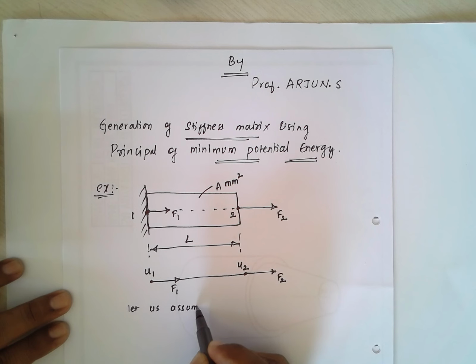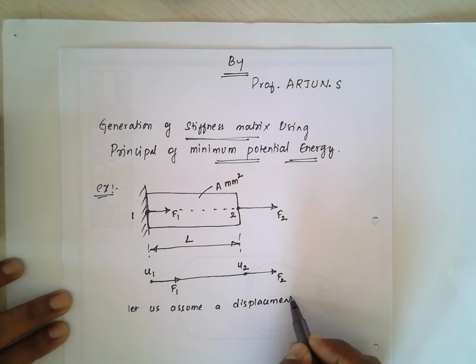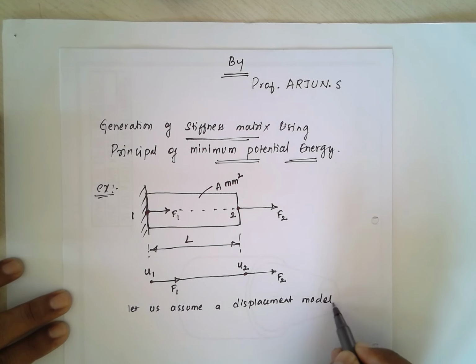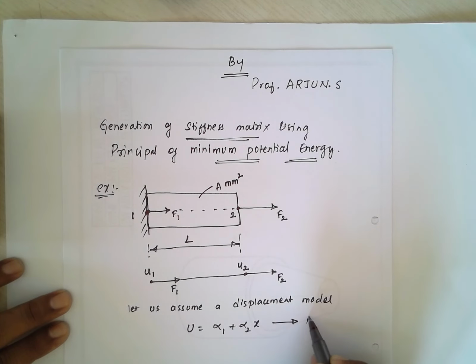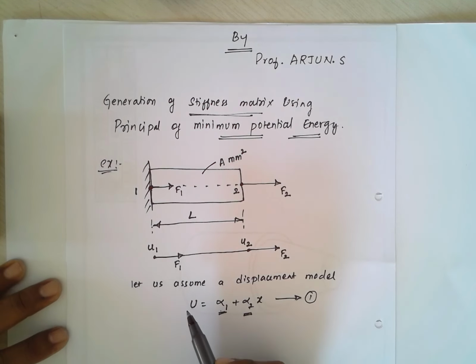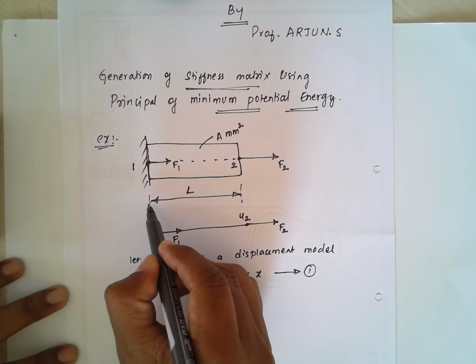Okay, now in order to derive the stiffness matrix, let us assume a suitable displacement model. So let the displacement model be u is equals to alpha 1 plus alpha 2 into x. We will call this as equation 1, where alpha 1 and alpha 2 are the generalized coordinates and x is the displacement and u is the total displacement function.